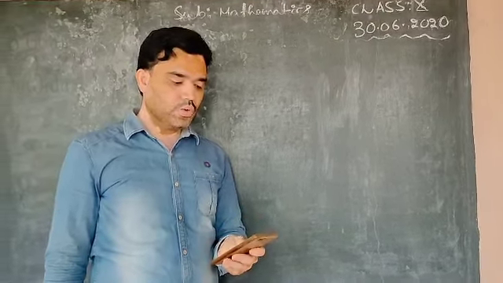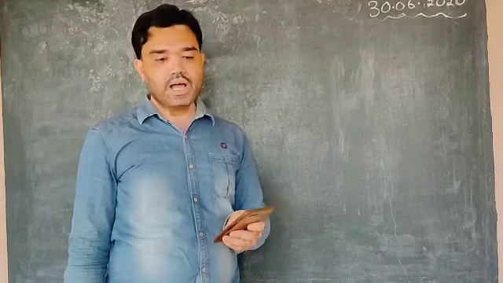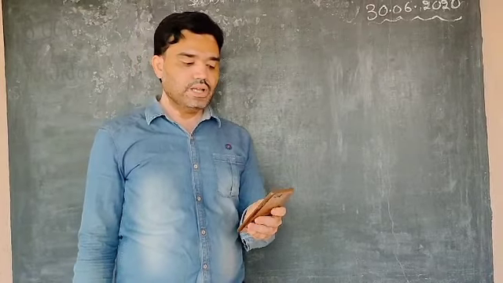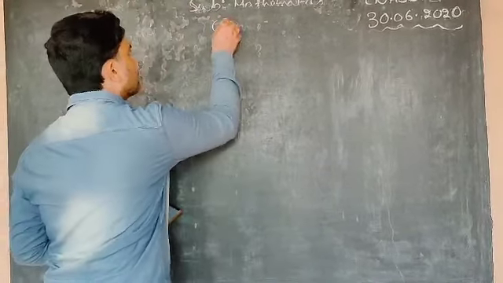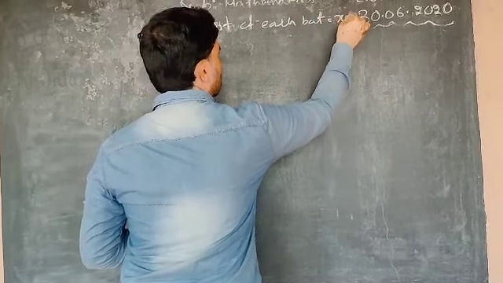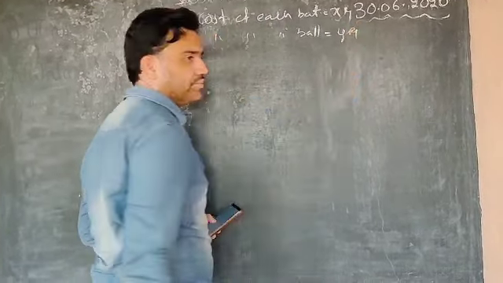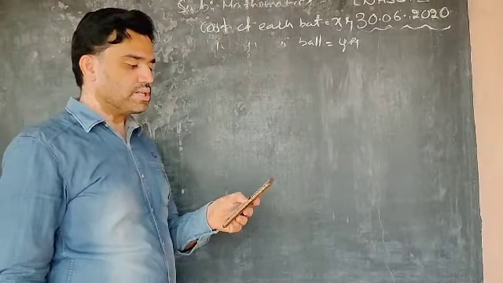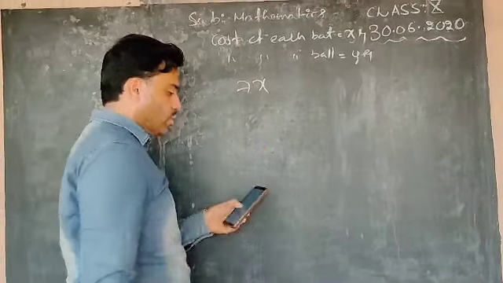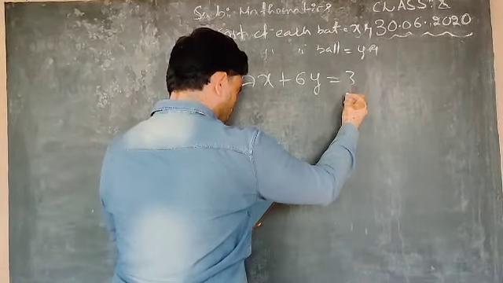See, the coach of a cricket team buys 7 bats and 6 balls for 3,800. Earlier we have solved this in the first exercise, isn't it? See, cost of each bat is equal to x rupees. Cost of each ball is y rupees. So how many bats has he purchased? 7 bats. 1 bat means x rupees, 7 bats means 7x rupees. 1 ball, how much? y rupees. 6 balls, 6y rupees. Together how much has he paid? 3,800.